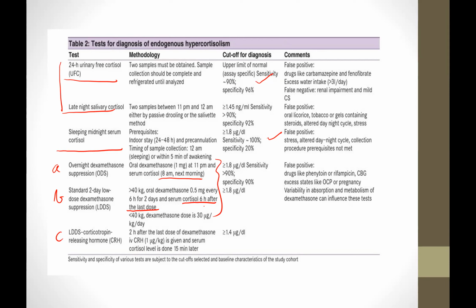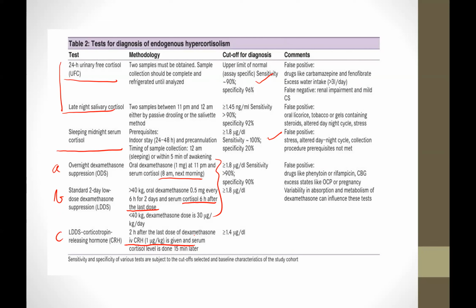And finally, the LDDS corticotrophin releasing hormone test. Same as the above test, but 2 hours after the last dose of dexamethasone, we are now injecting CRH. What is CRH? Corticotrophin releasing hormone. This should stimulate the pituitary. If it is ectopic, it will not stimulate. If it is not ectopic, it will stimulate the pituitary. So that is to differentiate ectopic from non-ectopic. We do an LDDS along with the CRH. The cutoff value is again 1.4 micrograms per deciliter. You would have understood this.